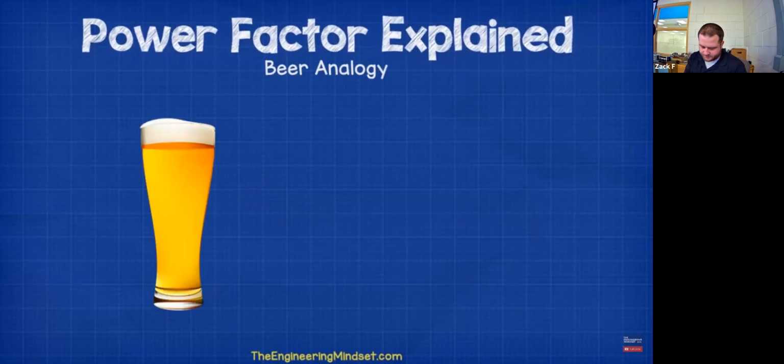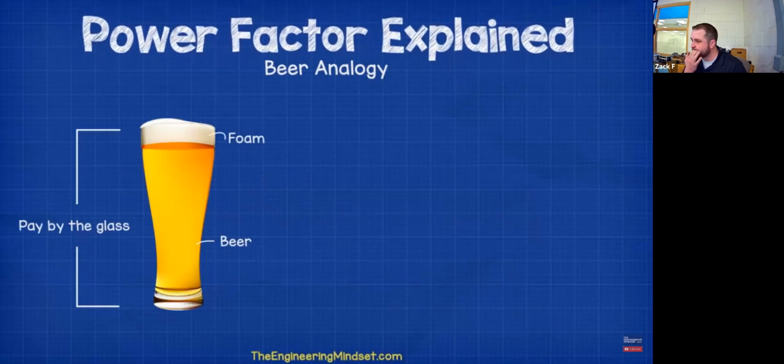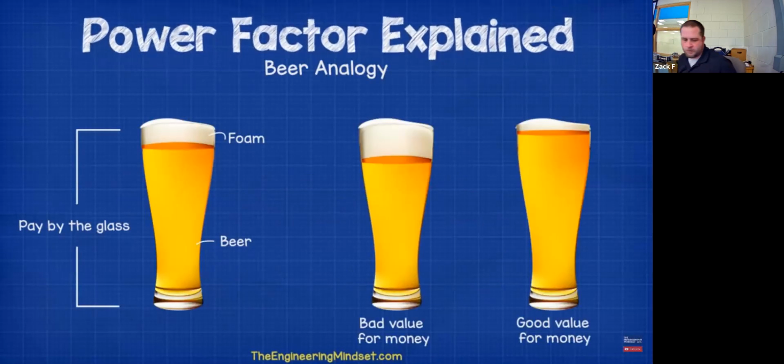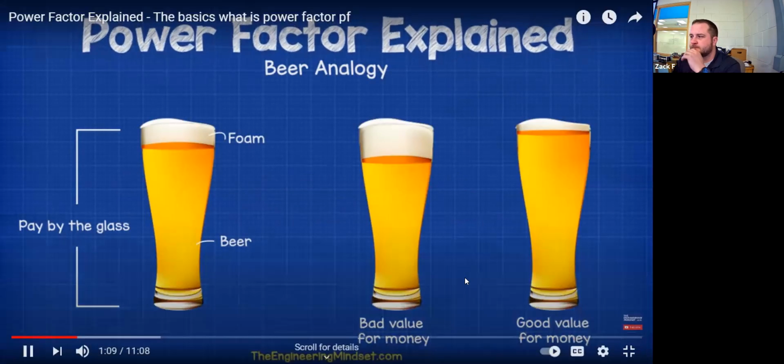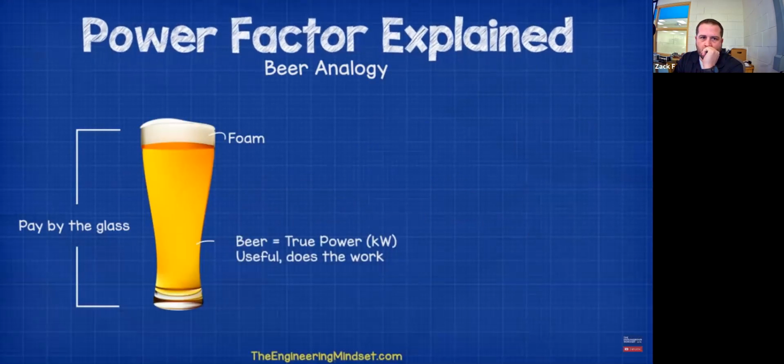My favorite analogy to explain this is to use the beer analogy. We pay for beer by the glass, but inside the glass there is both beer and foam. The more beer we have, the less foam there will be, so we get very good value for money. If there is a lot of foam, then there's not a lot of beer, and so we're not getting very good value for money. The beer represents our true power, or a kW, our kilowatts. This is the useful stuff we want and need. This is what does the work.